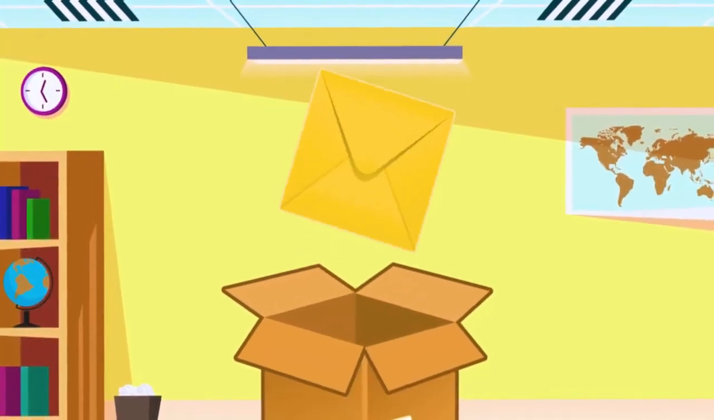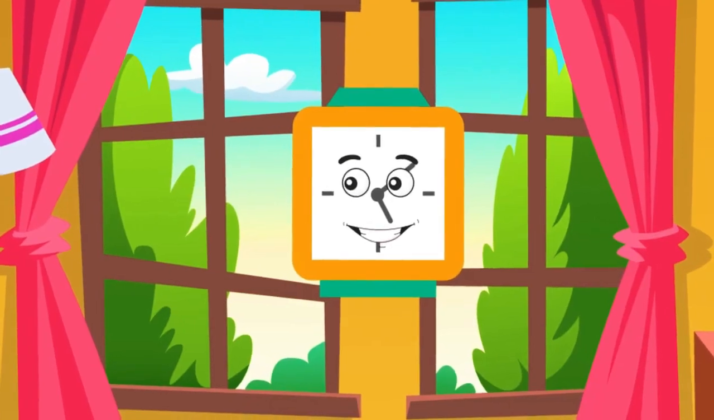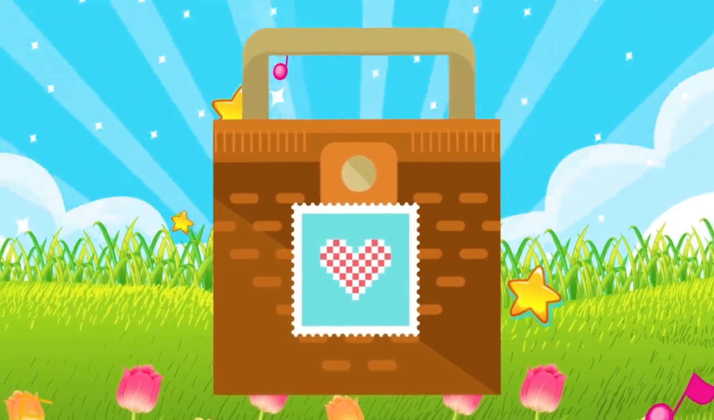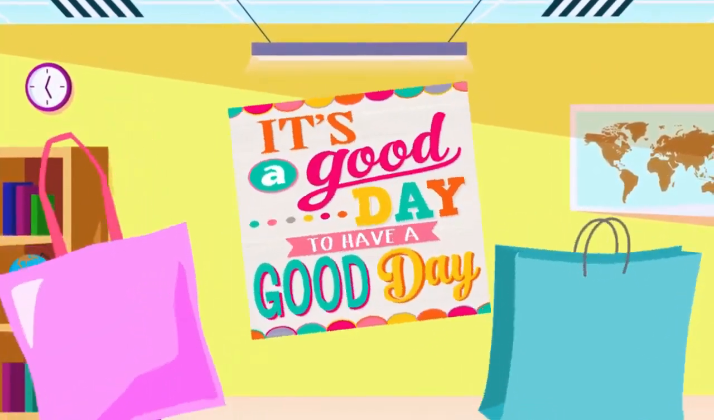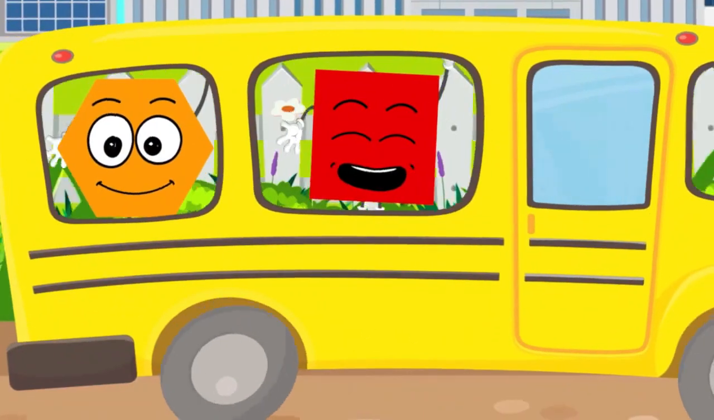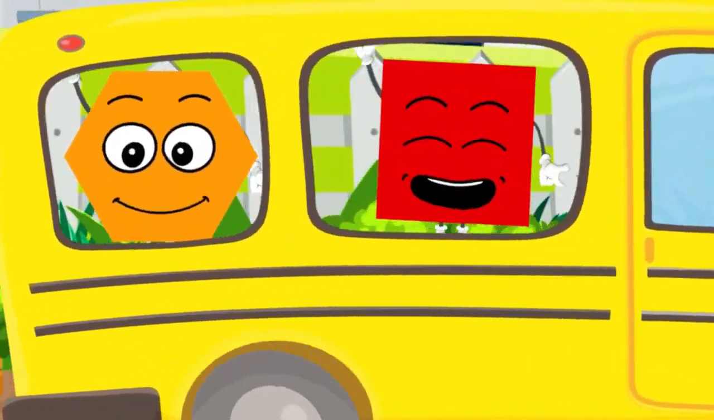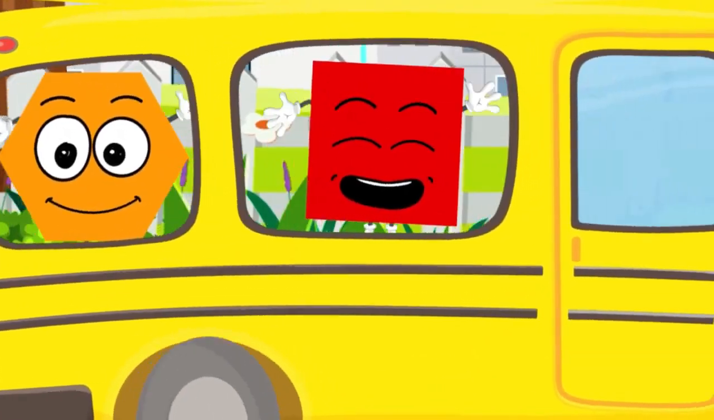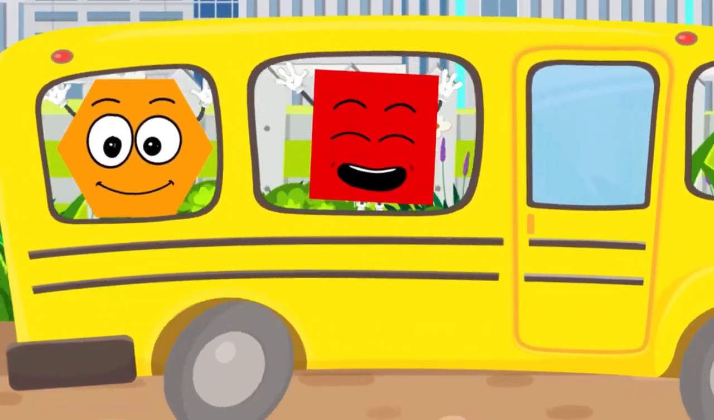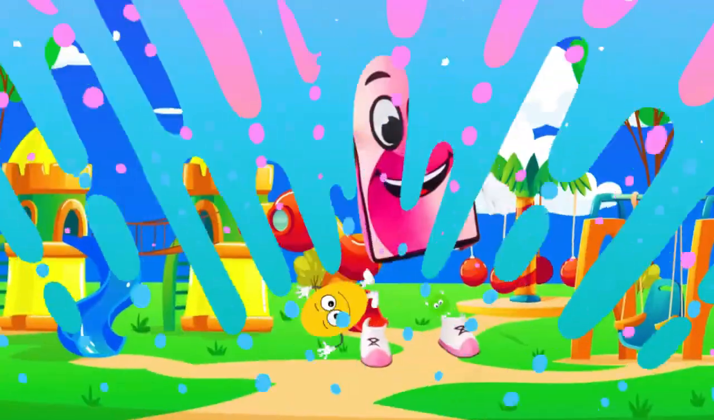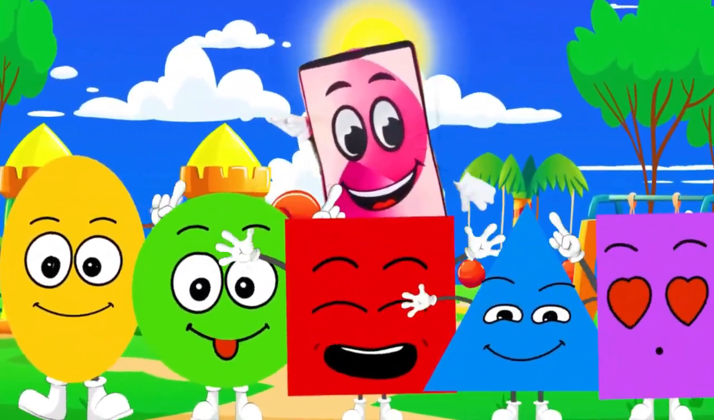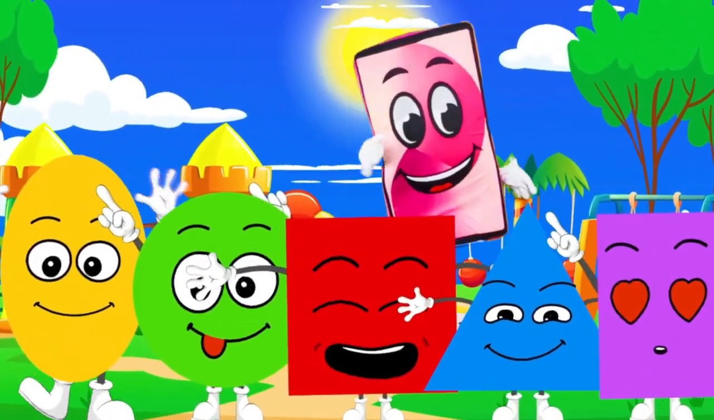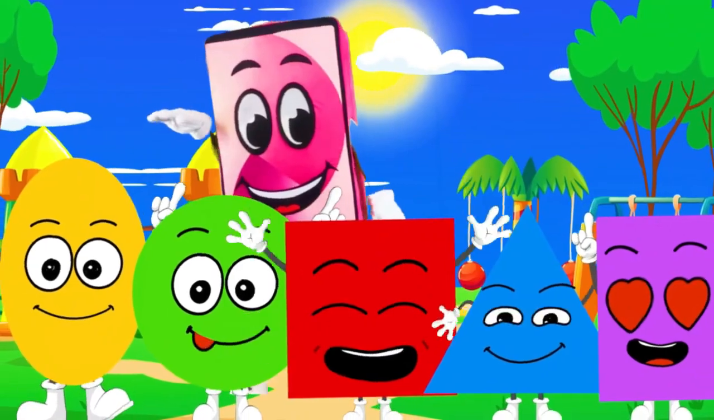Envelopes and boxes, windows and clocks, baskets, stamps and pancakes, posters, bags and blocks. Shapes, shapes, so many shapes, hexagon and square. Learn to use a lot of shapes, always everywhere. Shapes, shapes, very shapes, oval, circle, square, rectangle, triangle, always everywhere.